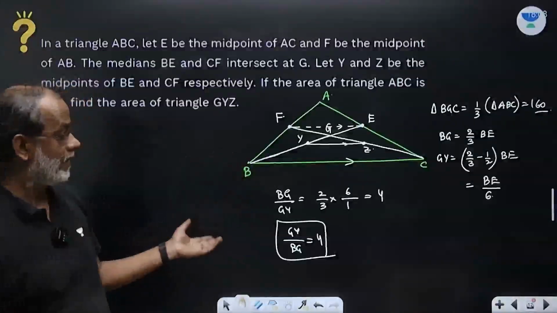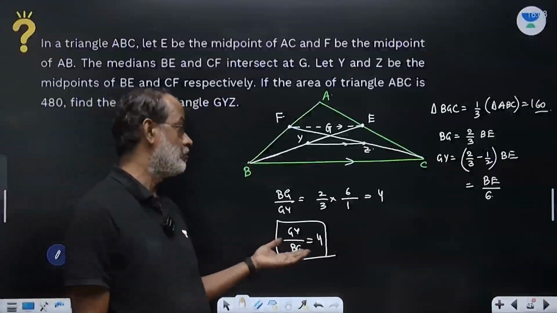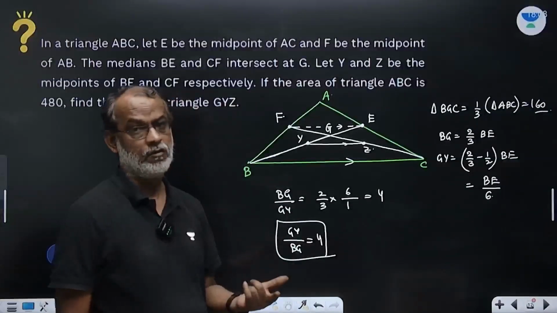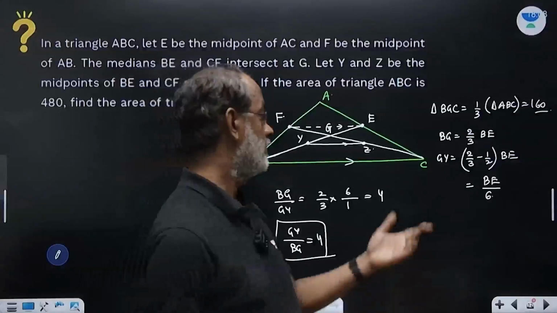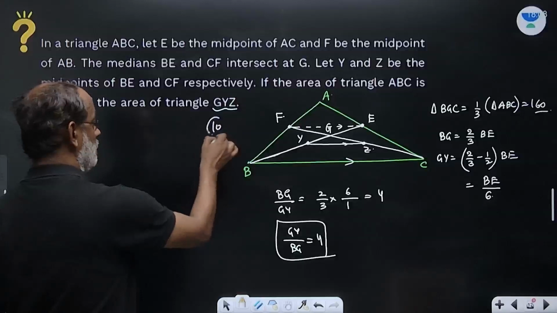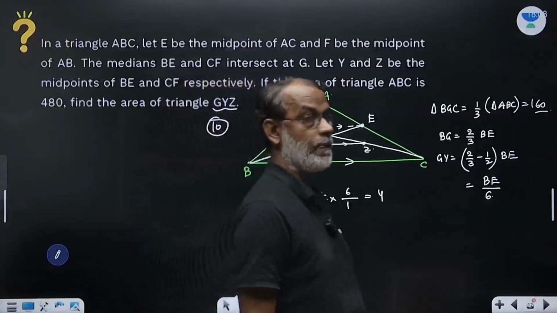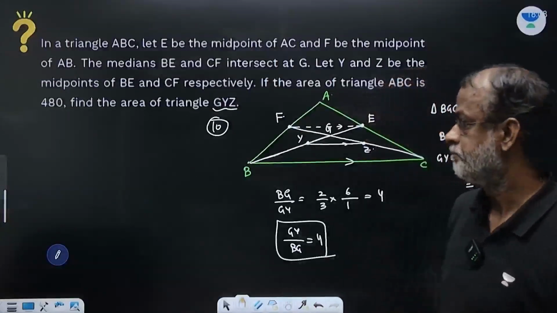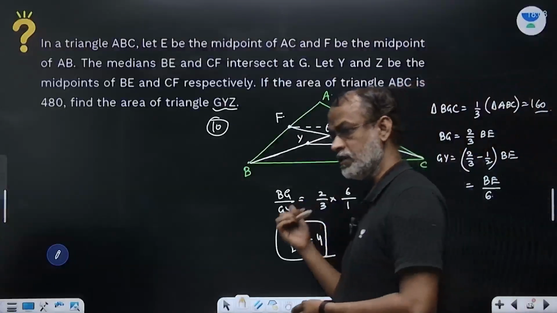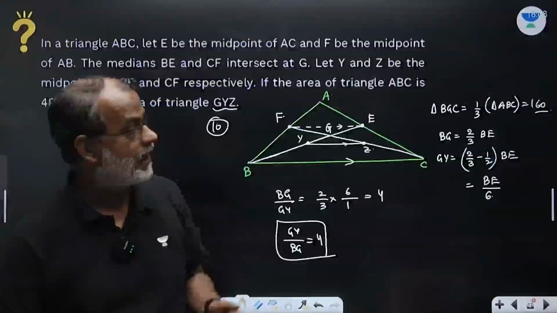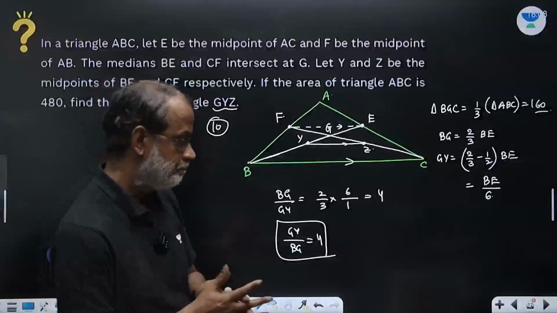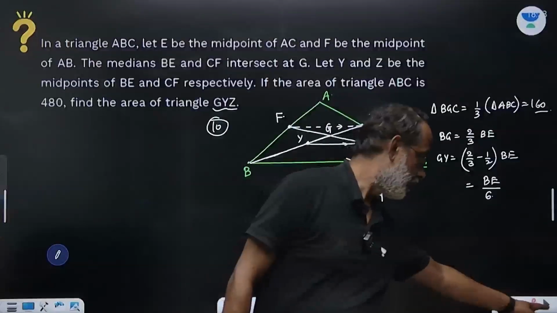These are similar triangles. We have found the ratio of sides. If this is the ratio of sides, the ratio of areas will be the square of it. This is 160. So area of triangle GYZ is going to be 10 square units. See, the previous problem just involved calculation. These are better problems. These are the problems that are meant to be asked in examination. Fine. So now moving ahead to our next problem.